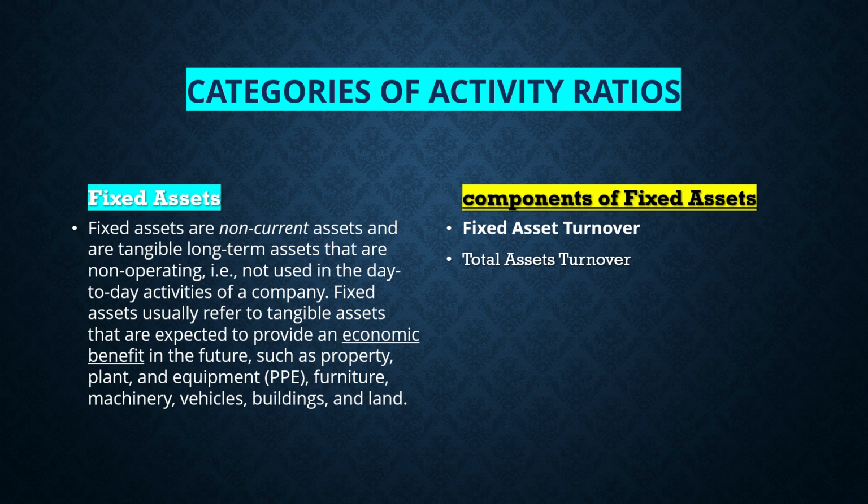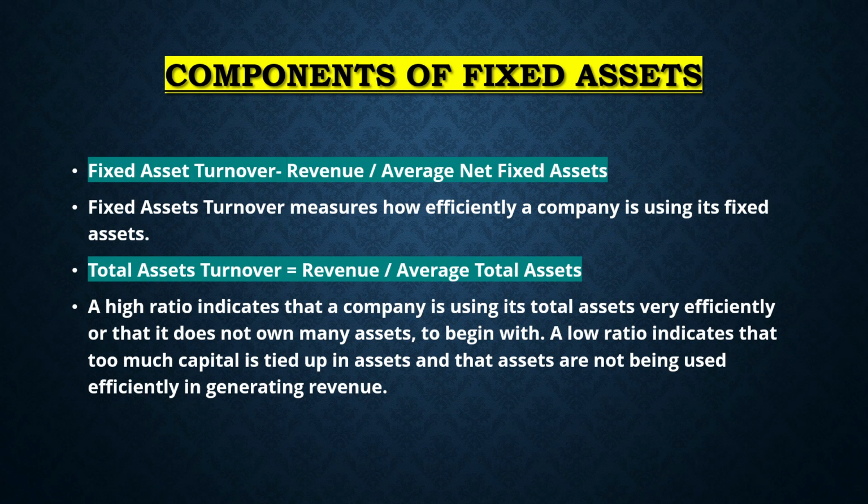Components of fixed assets are the fixed asset turnover ratio and the total asset turnover ratio. So guys, the fixed asset turnover ratio is calculated by total revenue of the company divided by average net fixed assets. It measures how efficiently a company is using its fixed assets. Total asset turnover ratio is calculated by total revenue divided by average total assets. A high ratio indicates that a company is using its total assets very efficiently, or that it does not own many assets to begin with.